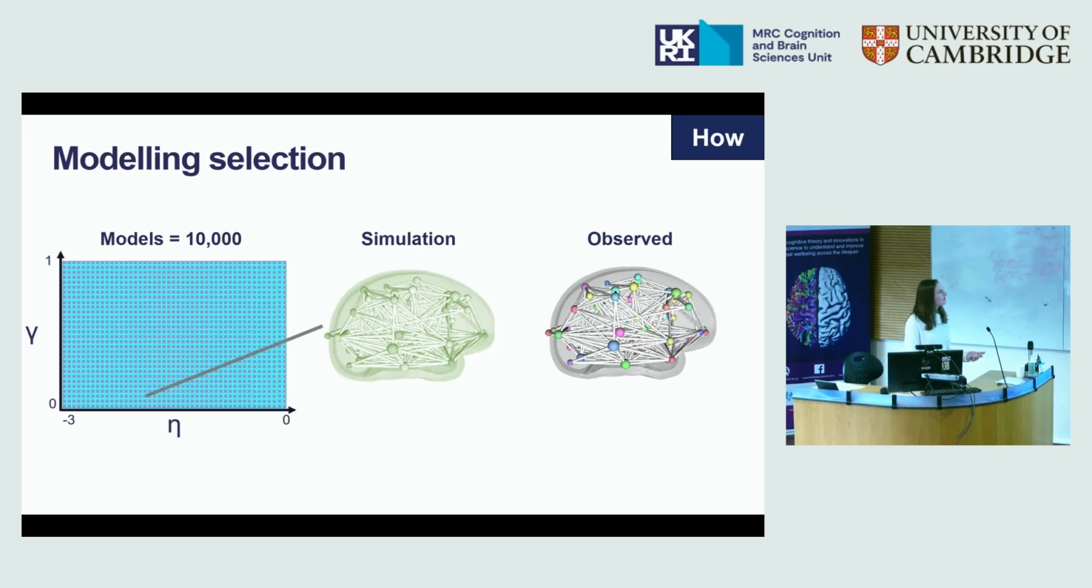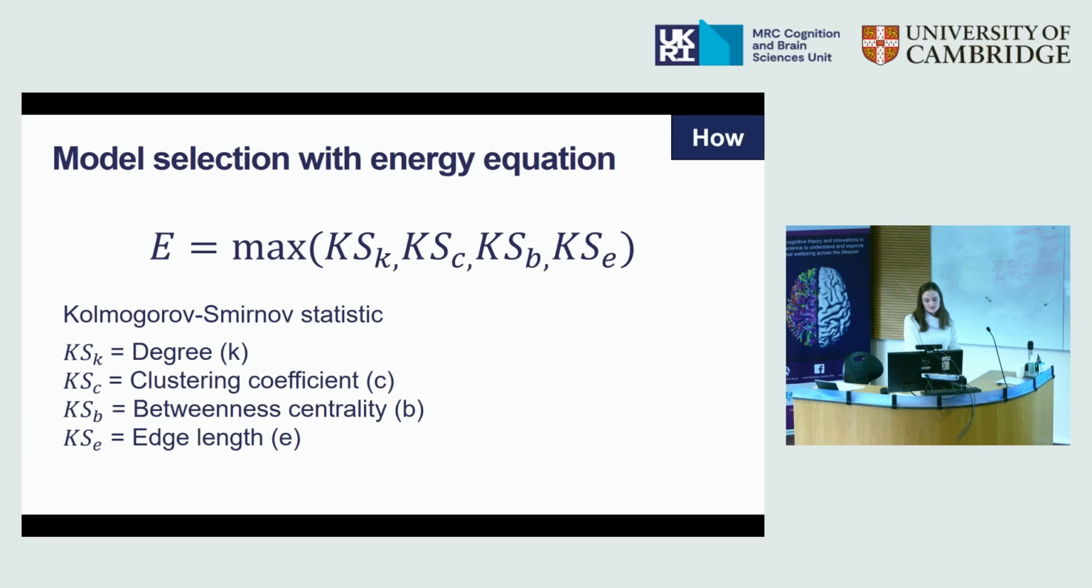So we go through all of these simulations and we compare them to each participant. What we're comparing these two networks on is their organizational properties. So we use something called the energy equation, which uses the Kolmogorov-Smirnov statistic on 4 different local organizational properties. So if we just look at one of these, let's look at the KS statistic for degree, for example.